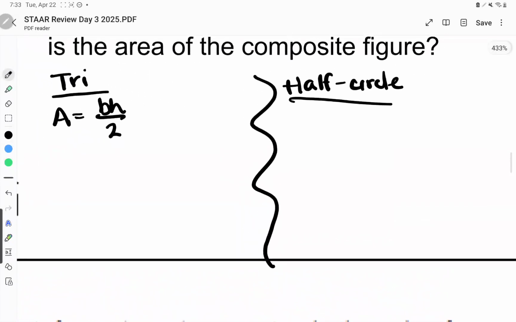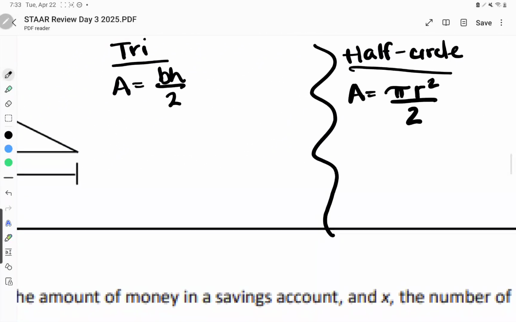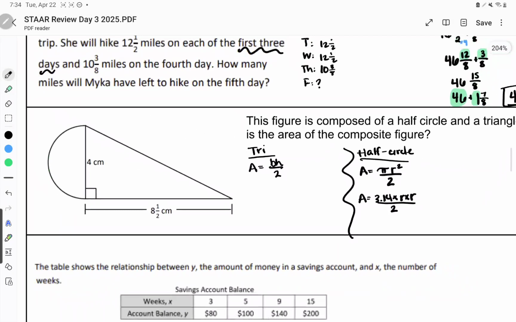For a half circle, I only know the area of a full circle. I know that the area of a full circle is pi times radius squared. Well, what if I want to break that in half? I would divide it by 2 to break it in half, because this is just a half circle, okay? We're going to go ahead and rewrite this formula now to area equals 3.14 times radius, and then don't forget it's a half circle, so we have to divide it by 2.